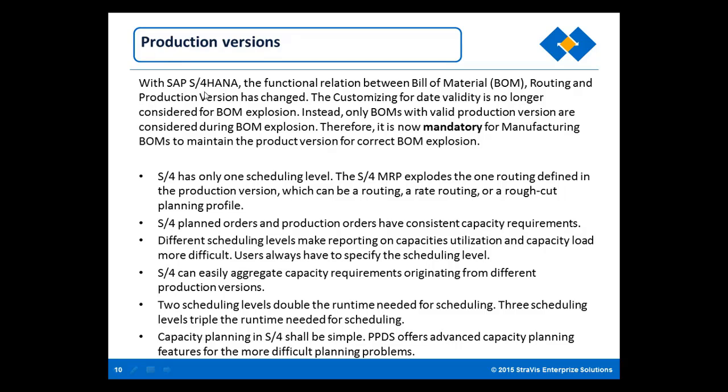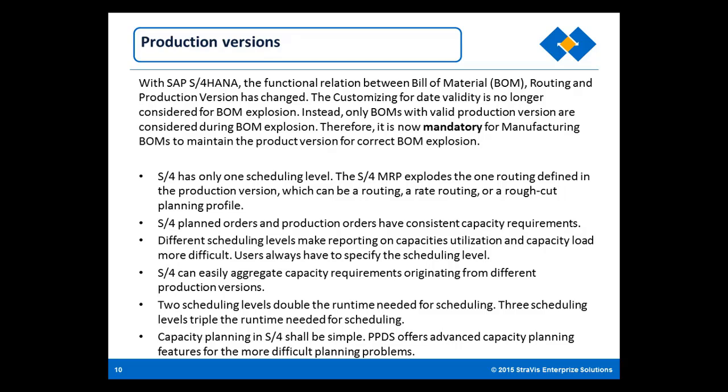And the next topic is production versions. What is the importance of production versions in HANA? We will try to look into this particular topic. In case of ECC, the functional relation between bill of material and routing is the selection IDs. In case of S4 HANA, the functional relation between bill of material and routing is the production version. So the customizing for date validity is no longer considered for BOM explosion.